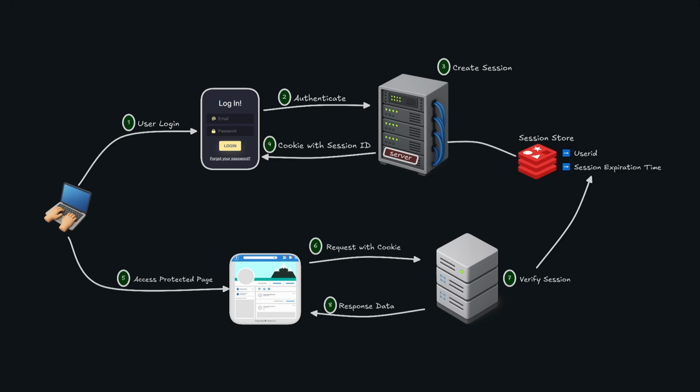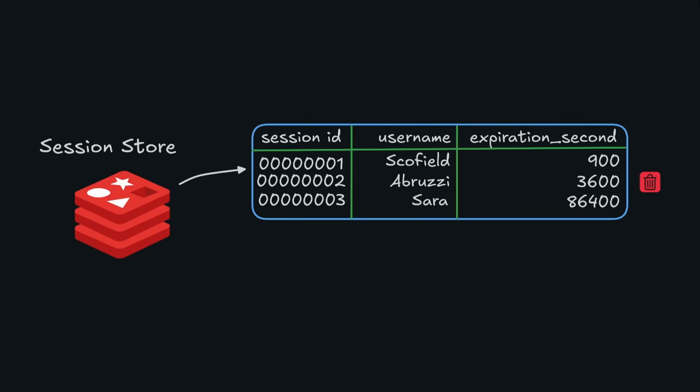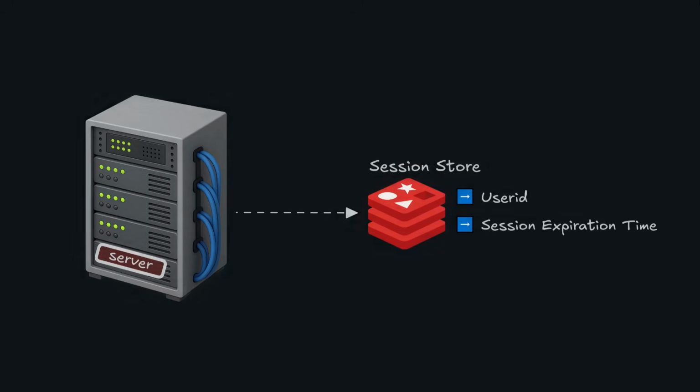One of the biggest advantages of sessions is that revoking access is very easy. If you want to log a user out or invalidate their access, you can simply delete their session from the server. Another benefit is that sensitive data stays on the server rather than being stored on the client.